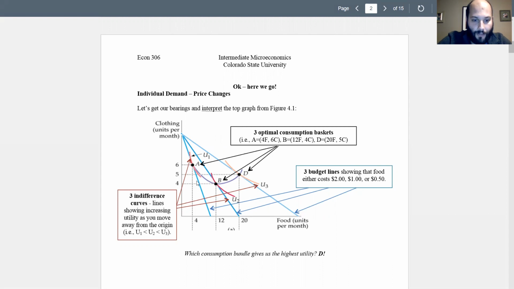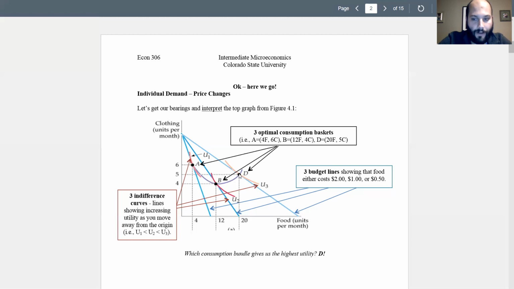What this is showing us is that the point of tangency between the first budget line and the optimal indifference curve is point A. We have a point of tangency there. When the price of food decreases here, so we can afford, looks like 12 units instead of 4, the optimal point is B. We have a point of tangency there. And finally, when the price of food, so this must be 50 cents, first $2, then $1, now 50 cents, the optimal point is point D.